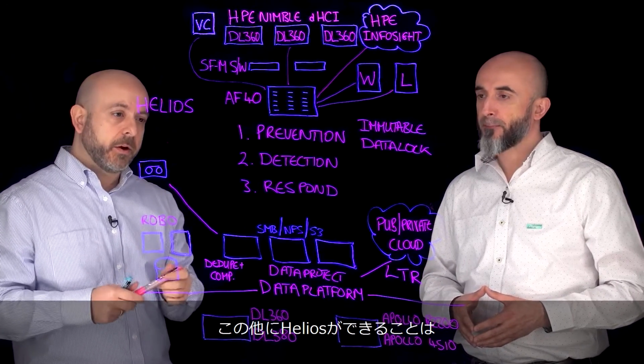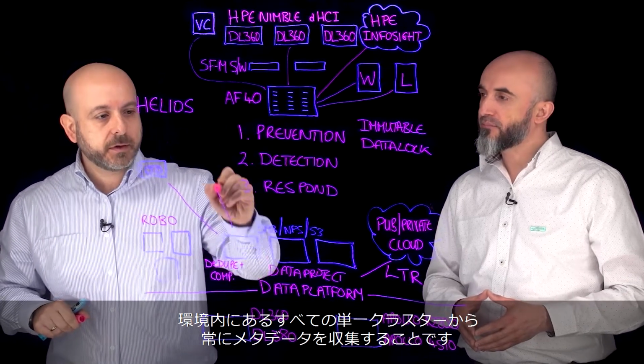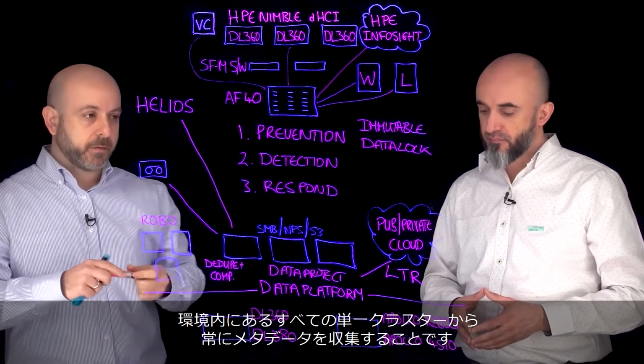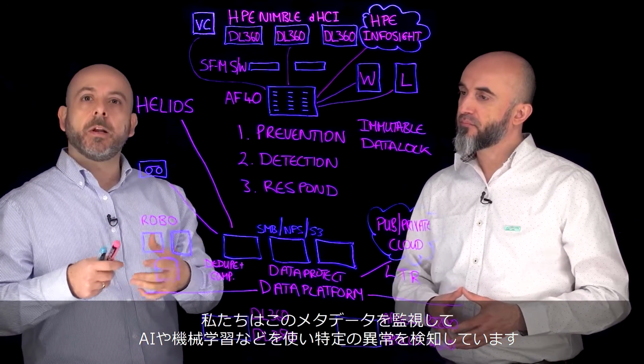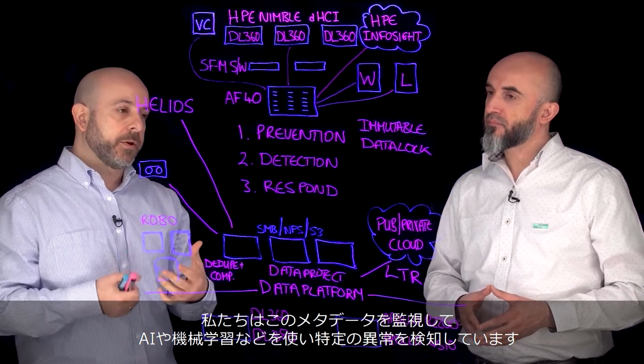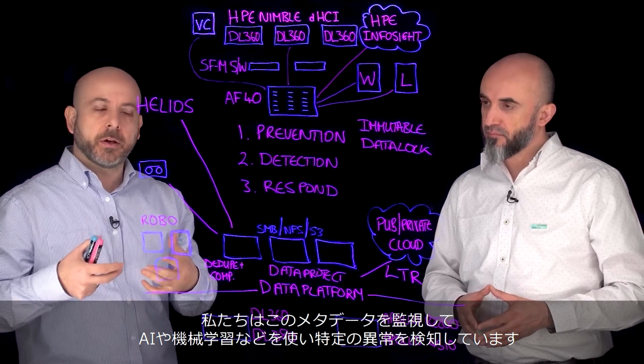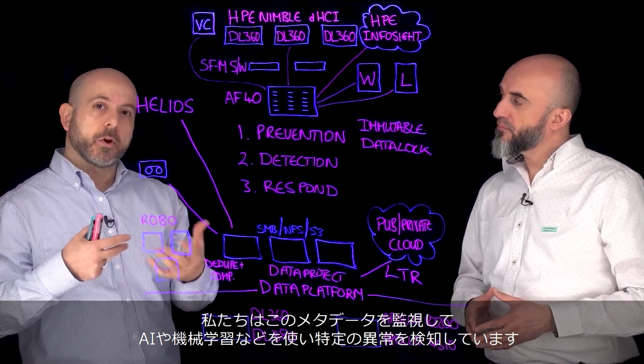Now, the other thing that Helios does is that it's constantly collecting metadata from every single cluster that we have in the environment. And what we're doing is looking at this metadata and using things like AI and machine learning to detect certain anomalies.